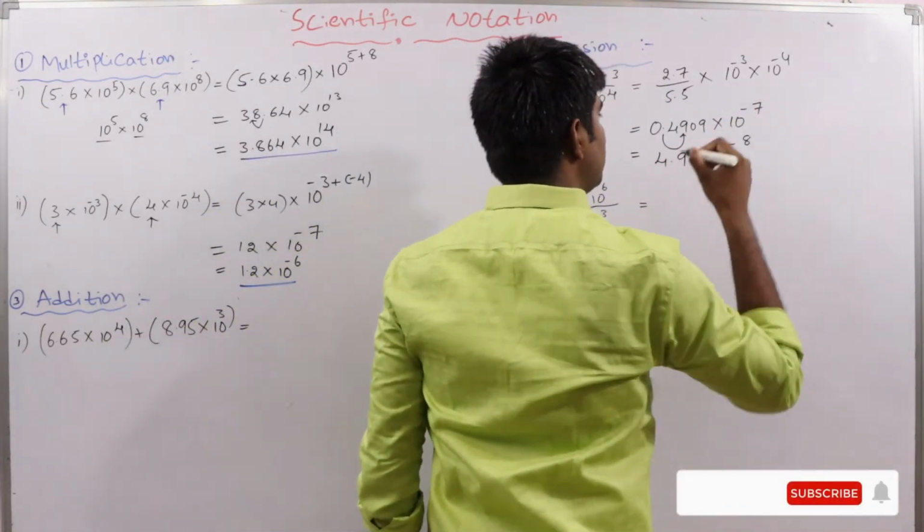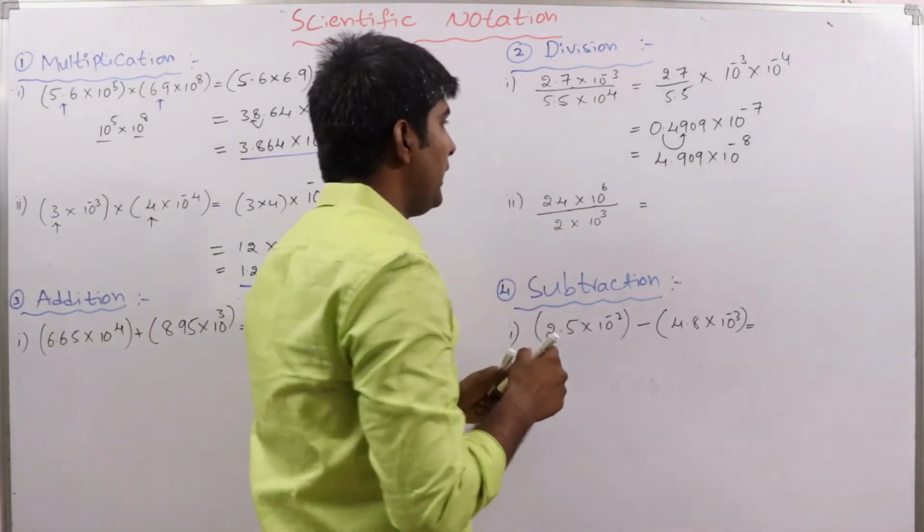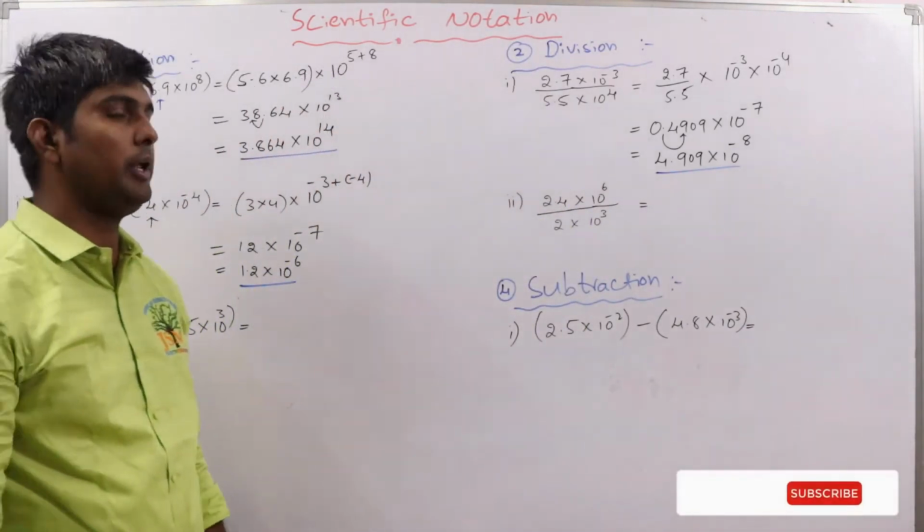So its value decreases by 1 unit. So that's why here the answer is 4.909 into 10 power minus 8 in the scientific notation.